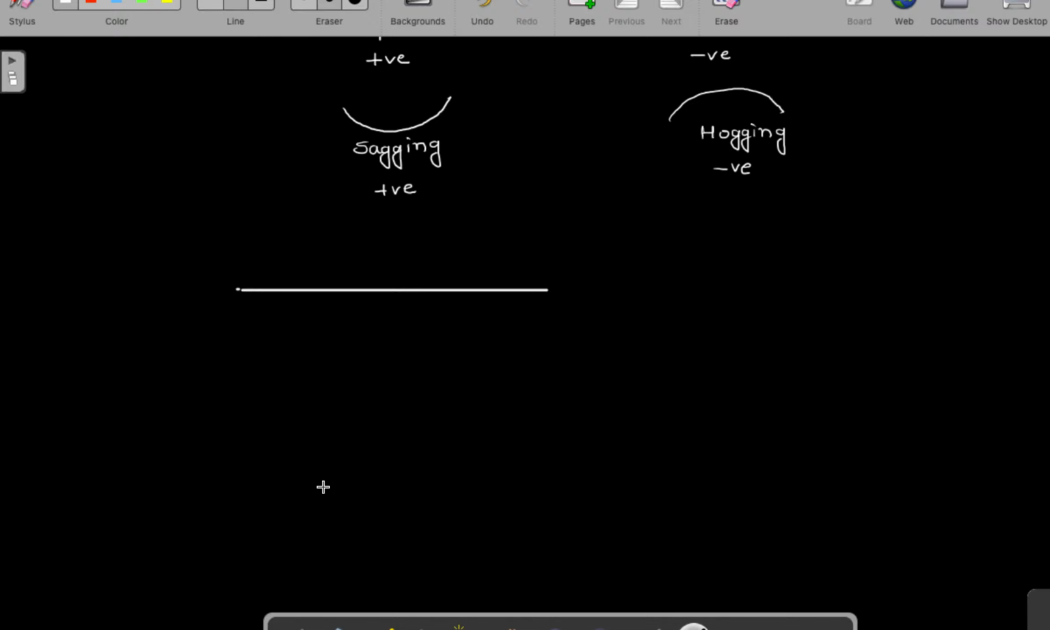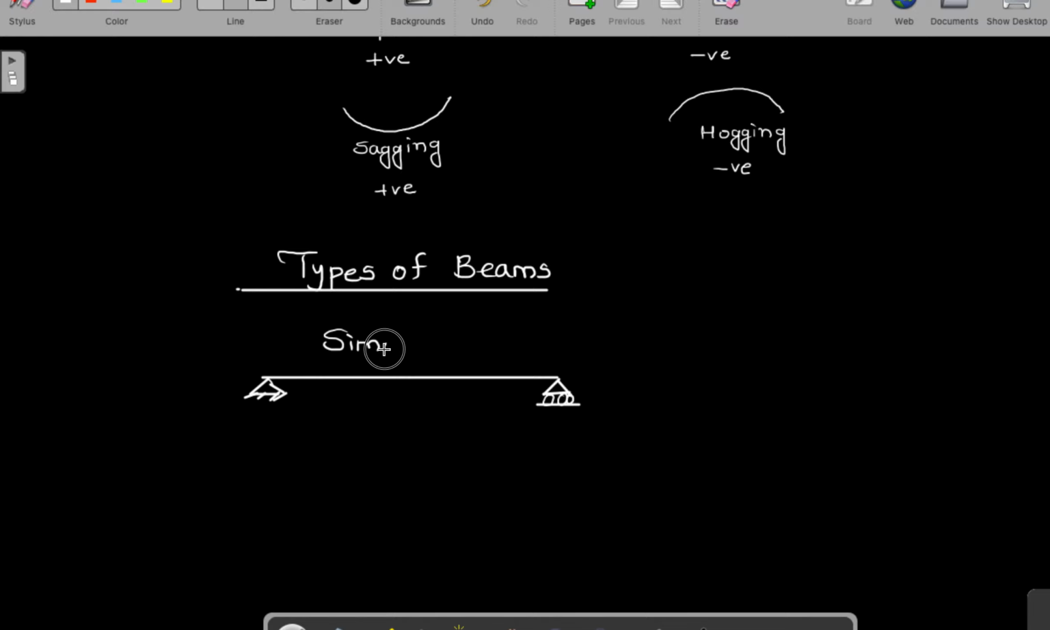So, types of beams. We have the simply supported beam. Okay, one support is a hinge support and the other is a roller support. This is called simply supported. Then there is a cantilever beam. This is a cantilever beam.